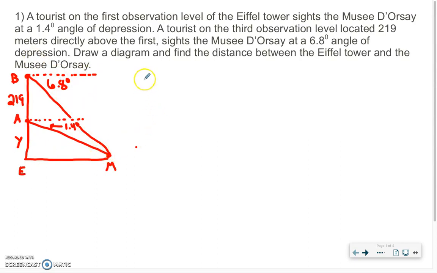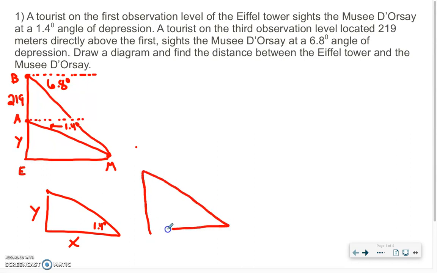So in our two triangles, we can think of this as, we have this is Y, we have this is X, and this angle down here is 1.4 degrees. And then we have a second triangle that this is Y plus 219, and this distance is X, obviously creating a right angle there, and this angle of 6.8 degrees. So my goal is to find X.